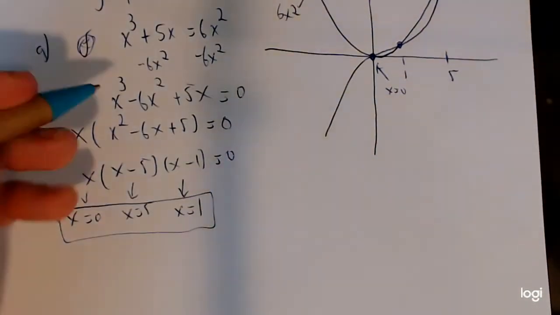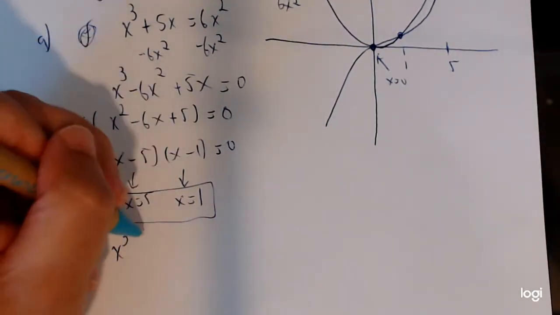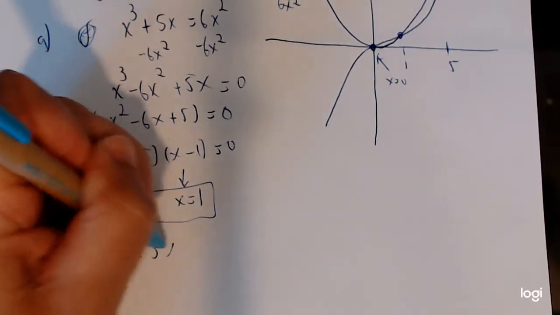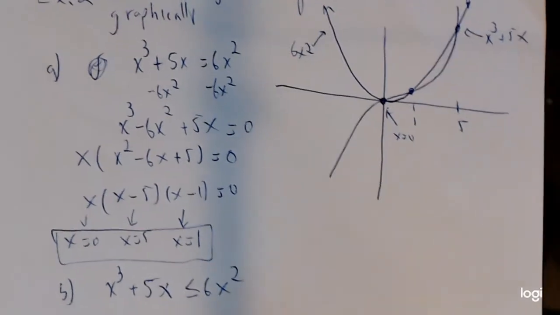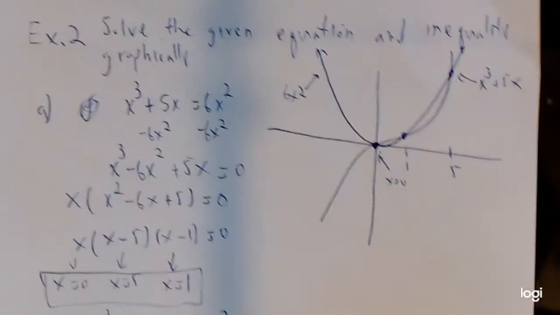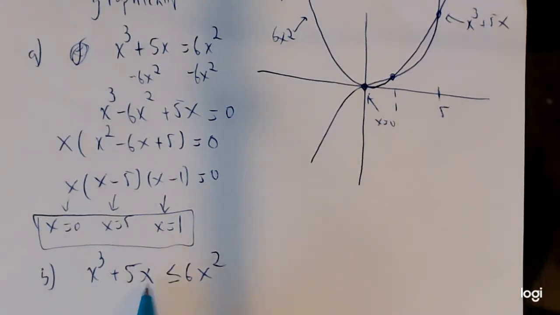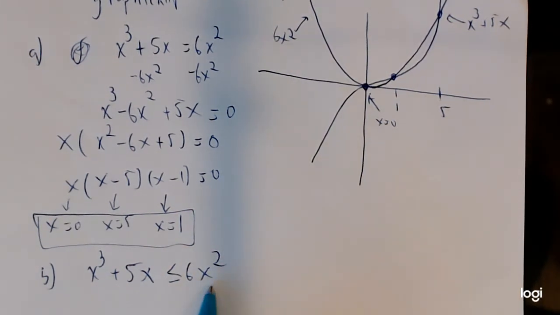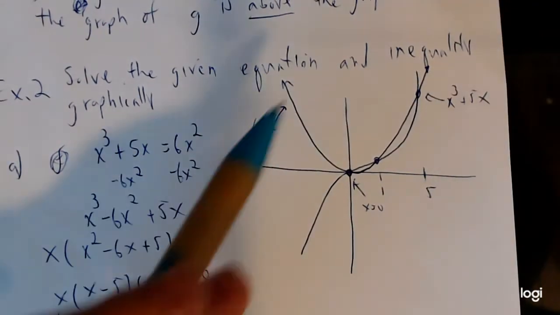Okay? Now, for part B, we're going to say x cubed plus 5x is less than or equal to 6x squared. Okay, so now what are we saying here? We're saying, now that we have this graph, we can easily answer this question by looking at the graph. So we want to know, when is x cubed plus 5x less than or equal to 6x squared? The equal to, remember, are the places where they intersect. So in other words, when is x cubed plus 5x below or the same as 6x squared? So if I come back to this, what do I notice here?